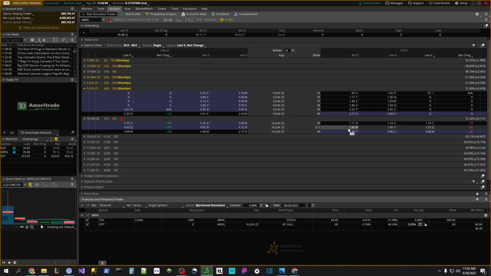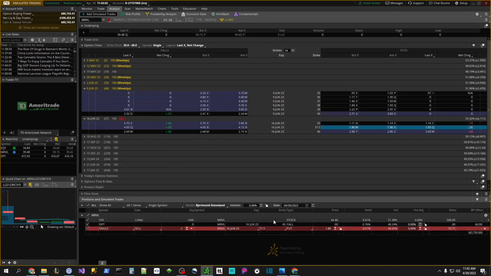So I'm going to left click on the bid column for the 186. That'll put it down here. We're only doing one contract. The spread is 186 to 190, so that's 4 cents.